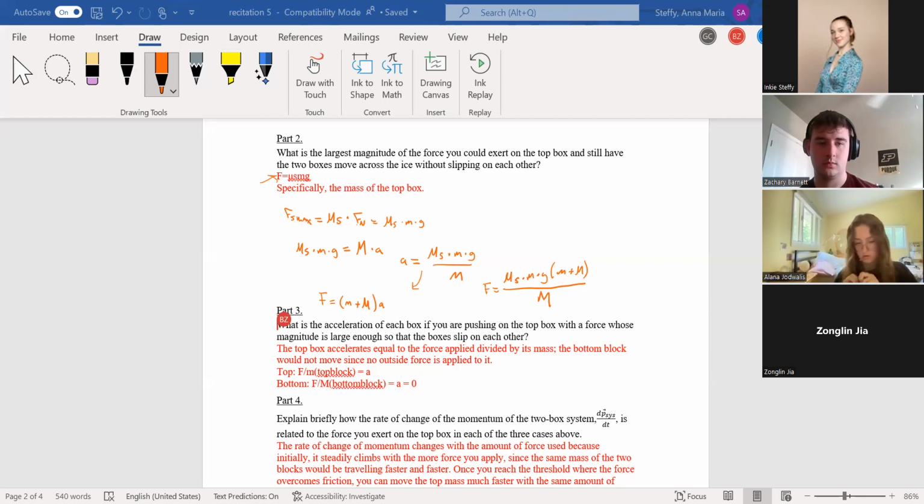For part 3, does the F net for the top block contain the force being applied and the friction force, or is it just the pushing force? I think F net would include both of those forces. Yeah. And are we using F net in this equation in the document? That I do not know.